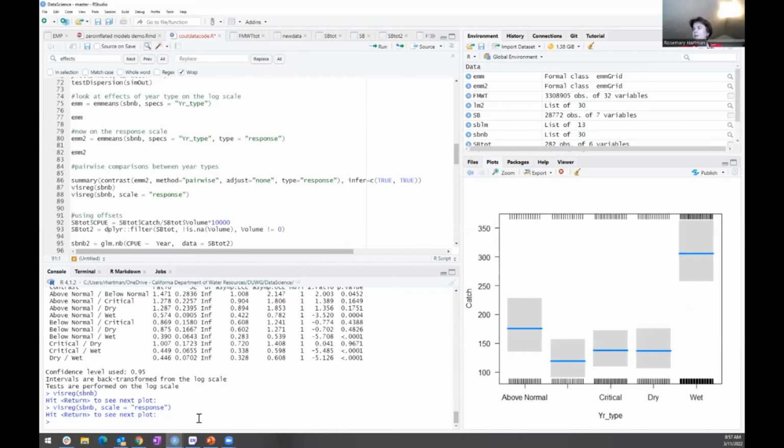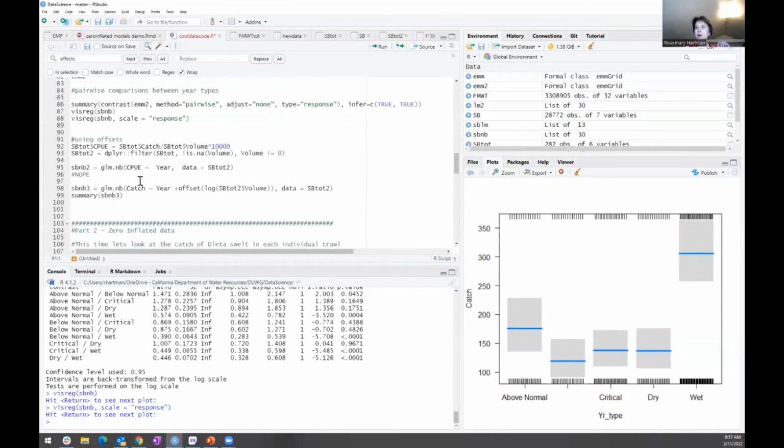So I don't think we're going to have time to cover offsets, but very quickly, if you want to model catch per unit effort instead of catch, negative binomial and Poisson will only accept count data. They won't accept fractions. So you'll have to use an offset, so I'll model catch and then have offset log of volume rather than modeling catch divided by volume as our predictor variable. And I'll leave it at that.